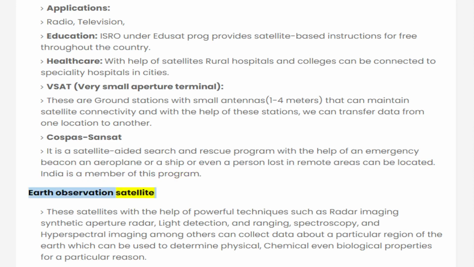Earth observation satellite. These satellites, with the help of powerful techniques such as radar imaging, synthetic aperture radar, light detection and ranging, spectroscopy, and hyperspectral imaging among others, can collect data about a particular region of the Earth which can be used to determine physical, chemical, even biological properties for a particular region.